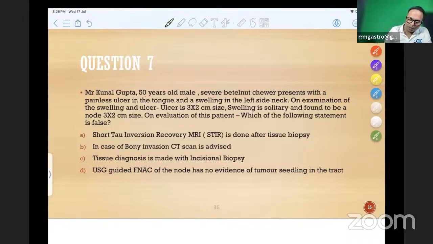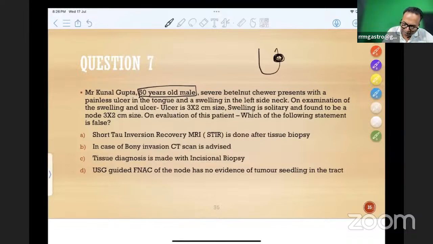So Mr. Gunal Gupta, 50 years old male, severe betel nut chewer, presents with a painless ulcer in the tongue and swelling in the left side of the neck. So this is a case of oral cancer in the tongue with the left side node. Okay, node is also there. On examination, ulcer is 3 into 2 centimeter size and node is 3 into 2 centimeter size.